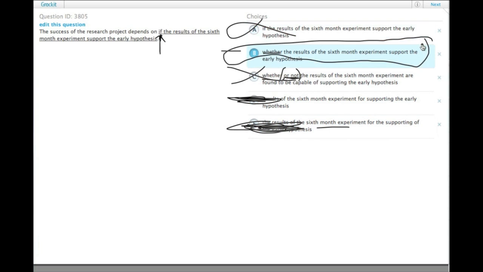Let's just read it back in. The success of the research project depends on whether the results of the 6-month experiment support the early hypothesis. That makes sense. Choice B.